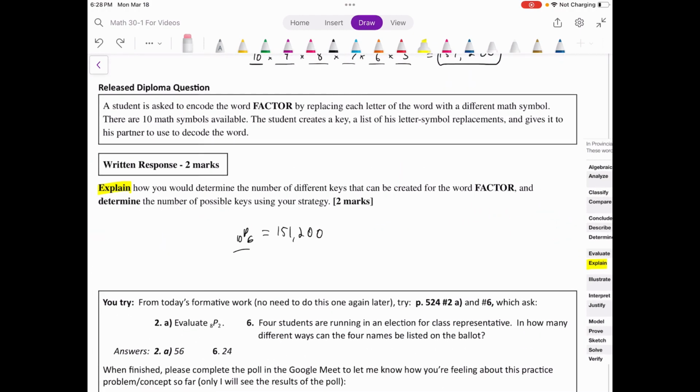So with that in mind, let's try this one out, hoping to get 2 out of 2 on the diploma. Okay, so again, first thing here, I'm thinking, well, there's 10 math symbols available, so there's 10 options for each letter in factor. Let's just write that. 10 symbols available. And now I'm about to talk about the fact that I'm going to use a permutation, right? And again, we might not have talked about combinations yet, but that is a decision we are making, okay? By the time you write the diploma, though, you'll have both of those tools in your kit.